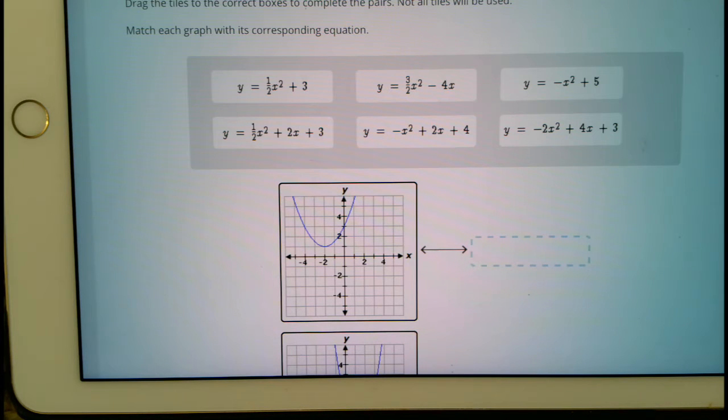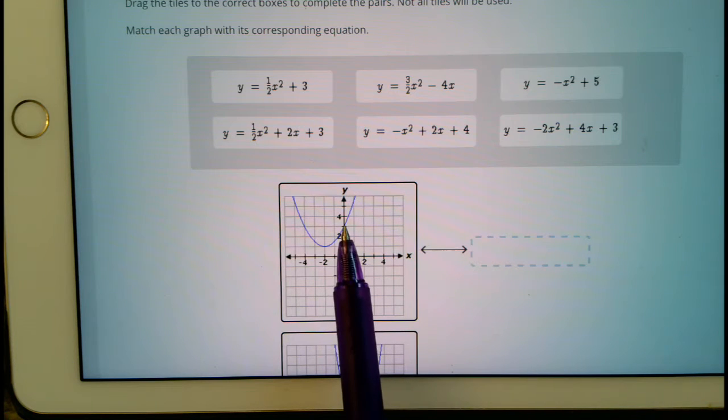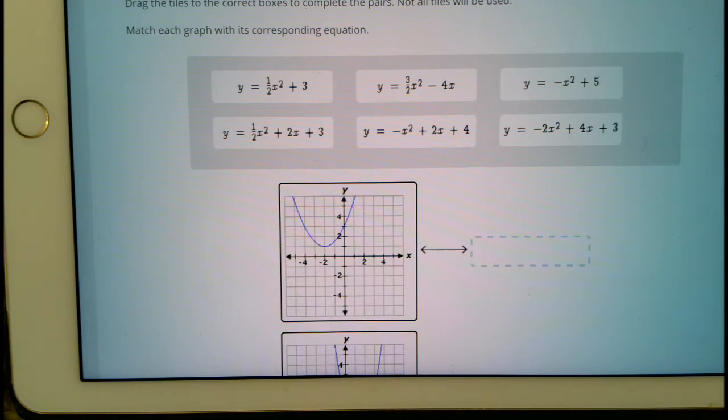But I do have them typed into Edmentum, all 6 of them. The first thing I want to point out is that on this first graph, our vertex is (-2, 1) and our y-intercept is (0, 3). So that's something that I look at when I'm looking at Desmos, because the pictures do look slightly different.